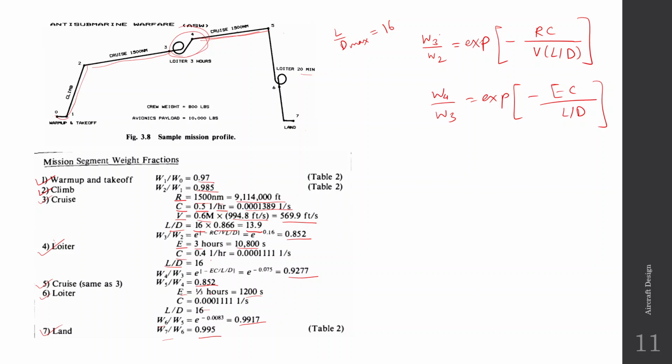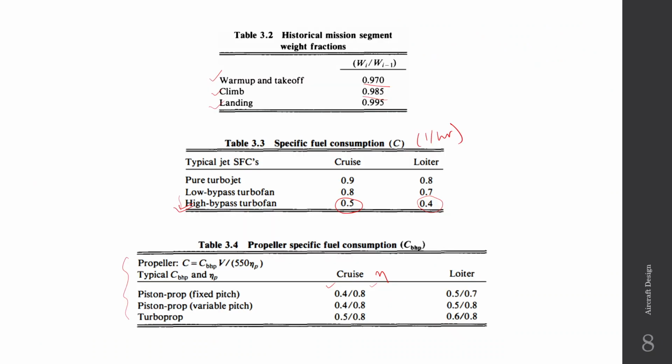Warm up and takeoff is taken from historical data. That is fixed, unless specified otherwise. I have given it in the table. All of these tables are from Raymer's book.